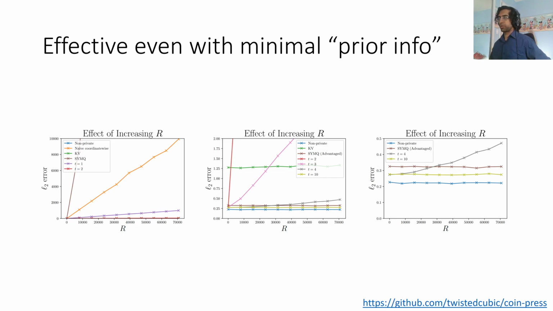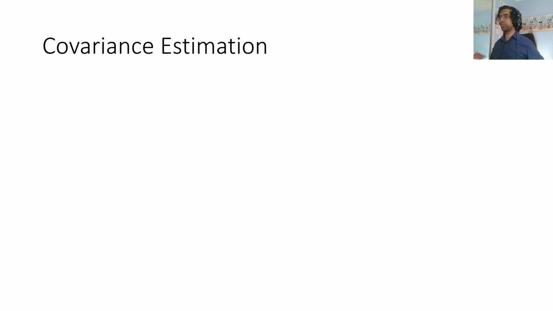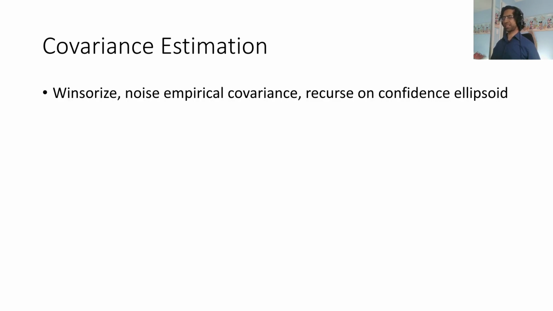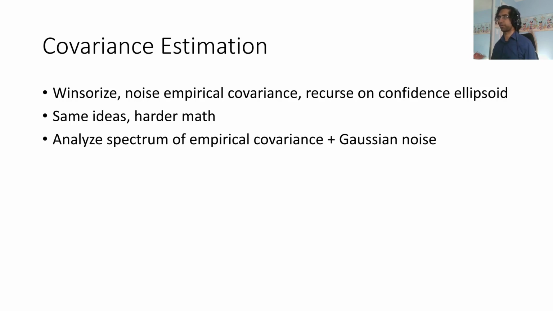So that's all I want to say about mean estimation. Let's talk very briefly about covariance estimation, which you have all the ideas, I claim. It's more mathematically challenging, but really just the exact same ideas. We start by Winsorizing the data, we noise the empirical covariance, and then we recurse on the confidence ellipsoid that we've generated. So same ideas, harder math.